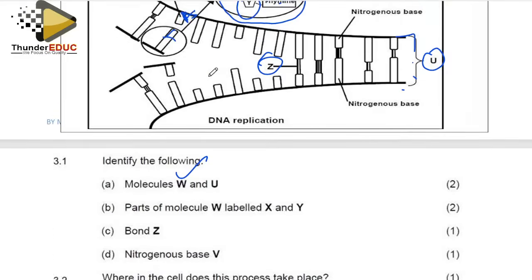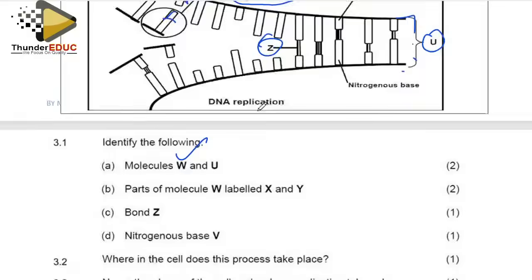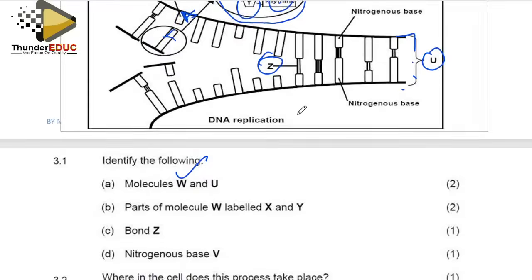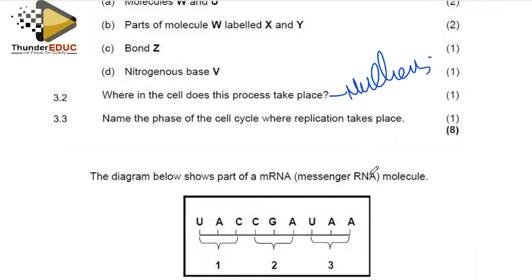Nitrogenous base V: we say it is adenine because this one is thymine. So you have to look at how it is being asked. Where in the cell does this process take place? It takes place in the nucleus. Name the stage of the cell cycle where replication takes place. We said it takes place in interphase. So that's what you're supposed to know when it comes to that.